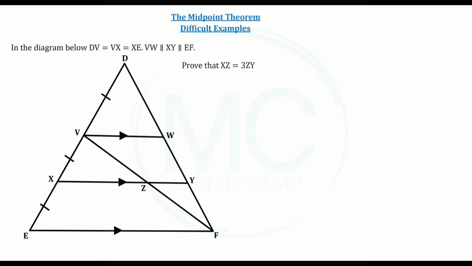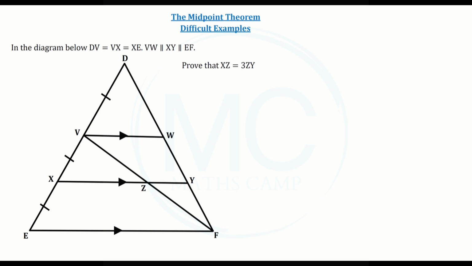In the diagram below, DV is equal to VX, which is equal to XE. VW is parallel to XY, which is parallel to EF. Prove that XZ is equal to 3ZY.